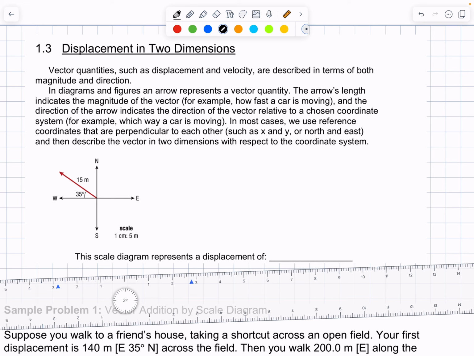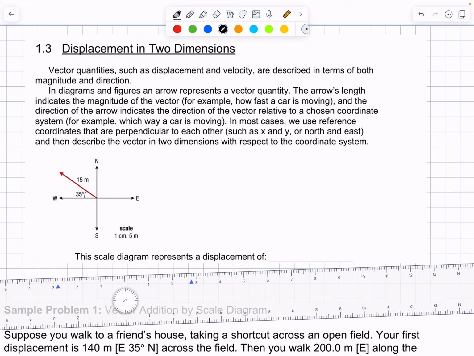And the direction of the arrow indicates the direction of the vector relative to a chosen coordinate system, for example, which way the car is moving. In most cases, we use reference coordinates that are perpendicular to each other, such as x and y, or north and east, and then describe the vector in two dimensions with respect to this coordinate system.